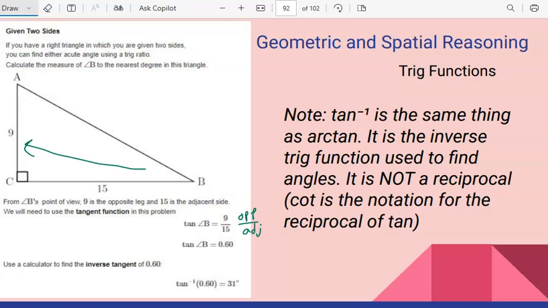Tangent of angle B is 0.60. Use a calculator to find the inverse tangent of 0.60. That's 31 degrees. You could write it either as this. You also might see a notation that looks like this. So note, tangent inverse is the same thing as arc tangent. It is the inverse trig function used to find angles. It is not the reciprocal. Cotangent is the notation for the reciprocal of tangent. So this is not 1 over tangent. 1 over tangent is cotangent.